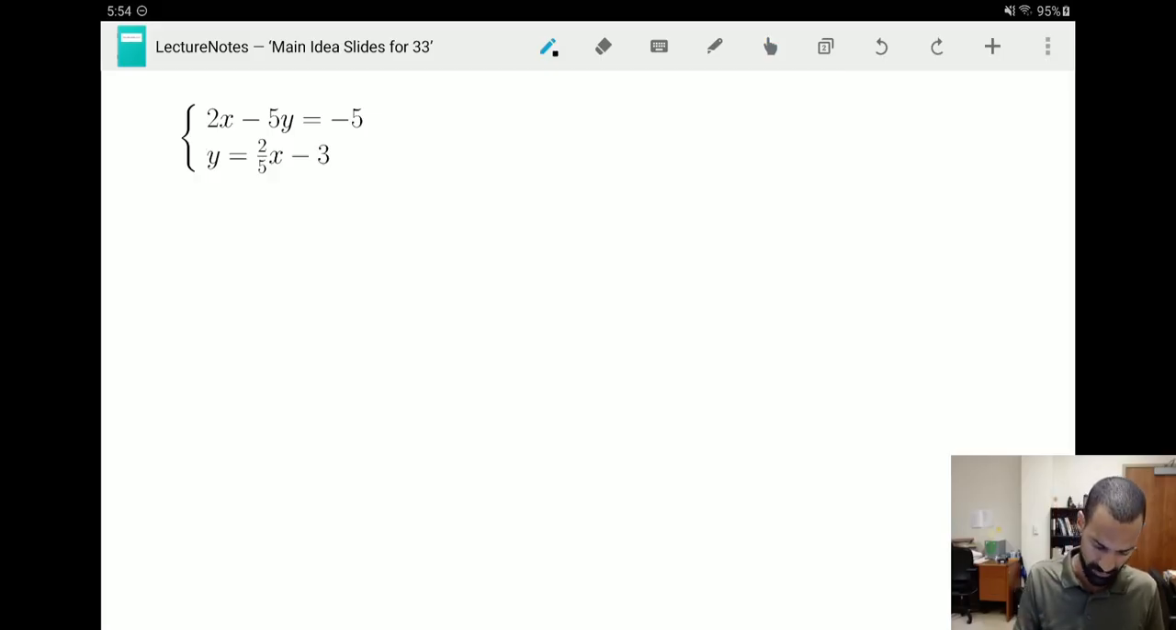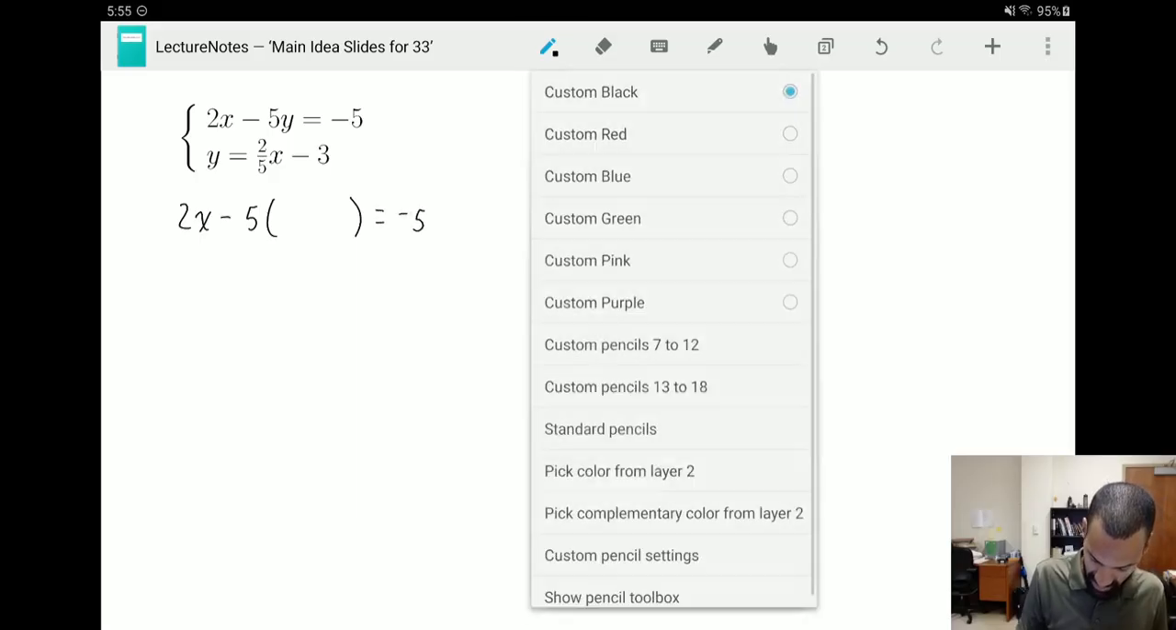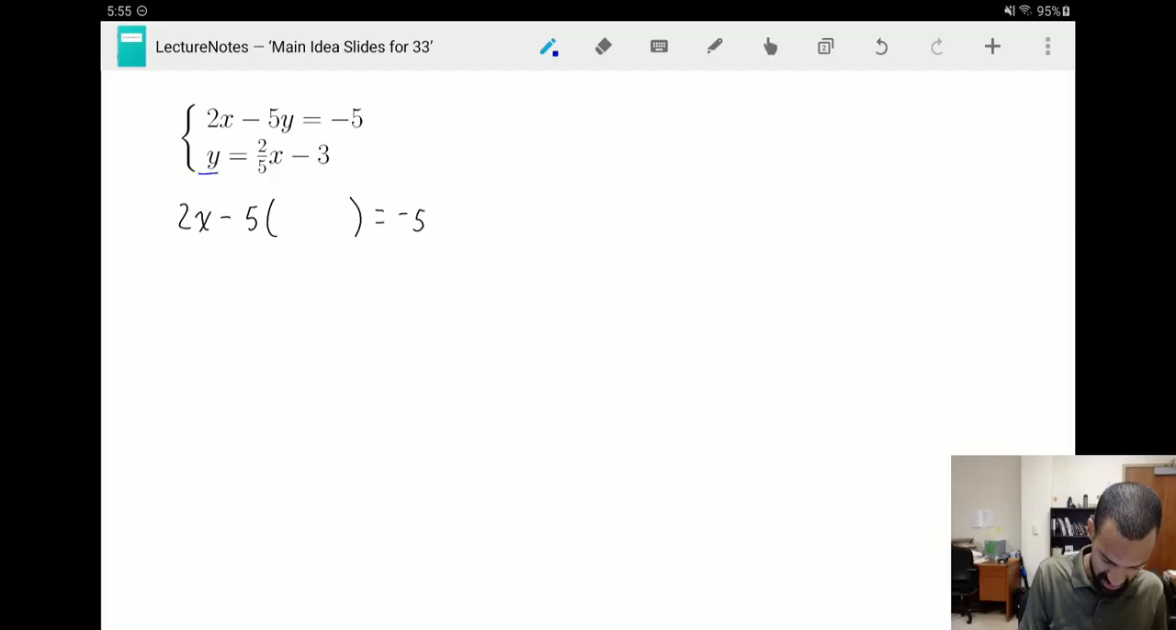All right, so I'm going to exchange this y for the thing that y is equal to, which is 2 fifths x minus 3. So let me rewrite this. 2x minus 5 times y equals negative 5. And the y in question here is the same thing as 2 fifths x minus 3. Okay, let's bring down the 2x. Let's distribute the negative 5.